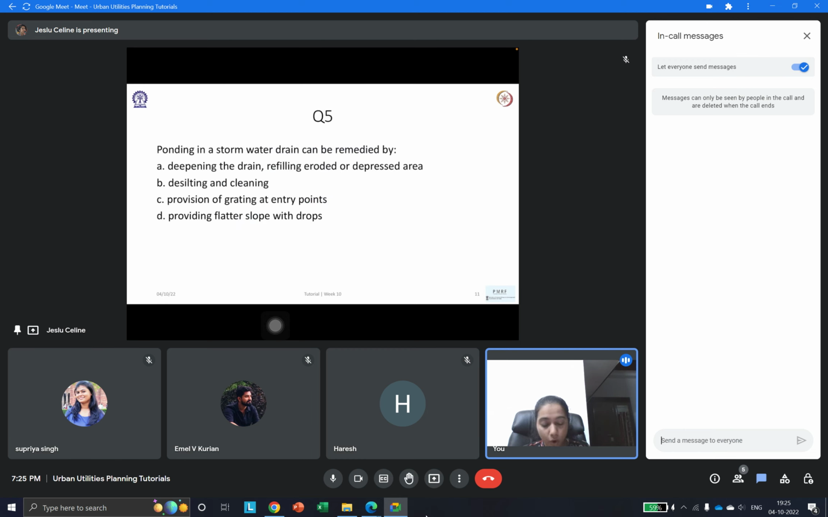Question 5. Ponding in a stormwater drain can be remedied by. So, firstly, what is ponding? Ponding is holding water, holding back water, something like that. Yeah, by default it's water being stagnant or water being in one place.